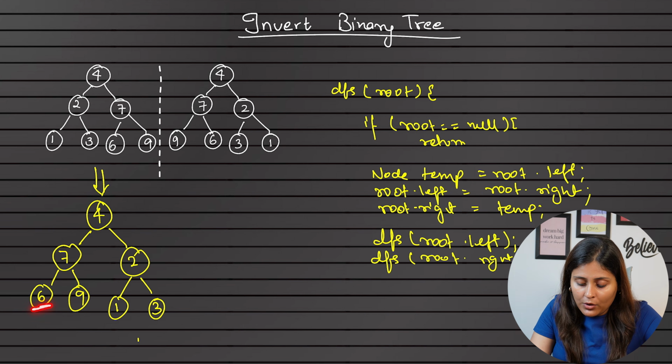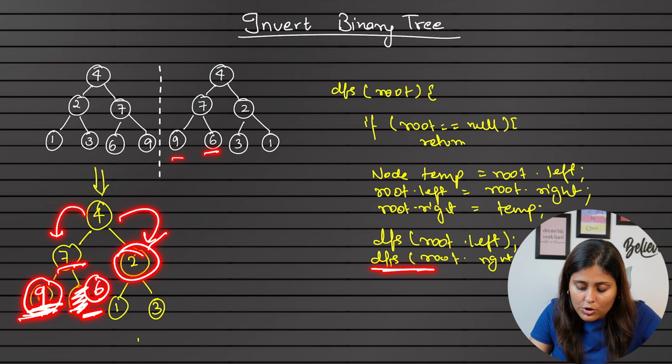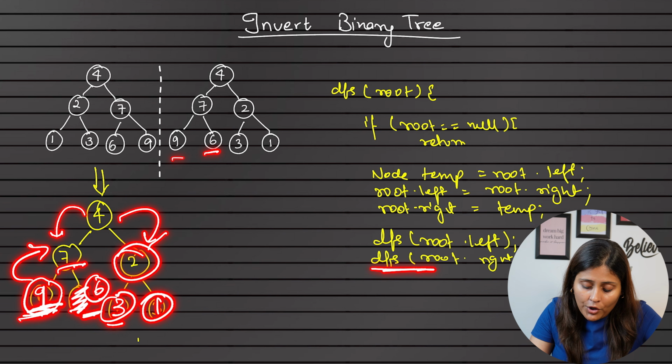So we'll go here at 7. It has a left side and right side. Again we'll put this in temp and this will update with right. 9, 9. So this will get updated with temp where we stored 6. So now this will become 9 and 6. Similarly, we'll go in DFS on the root.right side. Here also we'll swap 3 and 1. Now done.